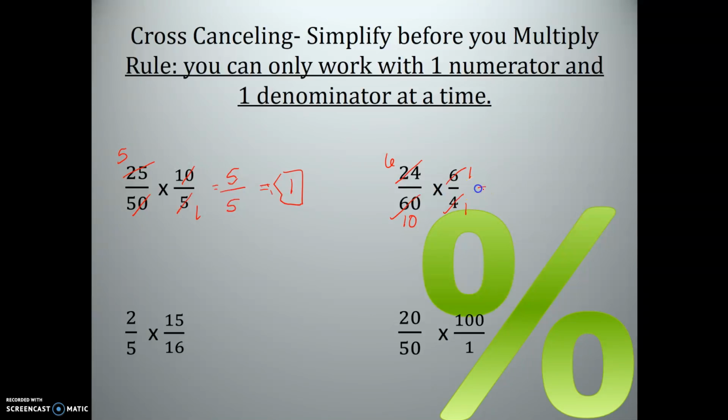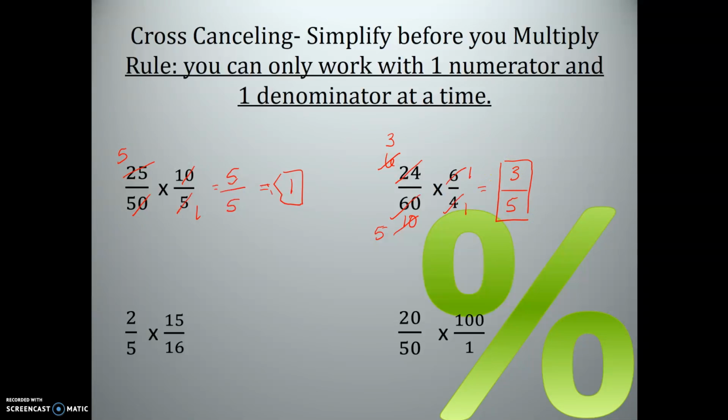Now here's where it gets fun. You guys, I can still cross-cancel because 6 and 10 have a common factor of 2, don't they? So let's divide each by 2. 6 divided by 2 is 3. 10 divided by 2 is 5. Now I can't cross-cancel anymore because I don't have any more common factors between numerators and denominators. So let's multiply it. 3 times 1 is 3. 5 times 1 is 5. And that is completely simplified, so that's my answer.